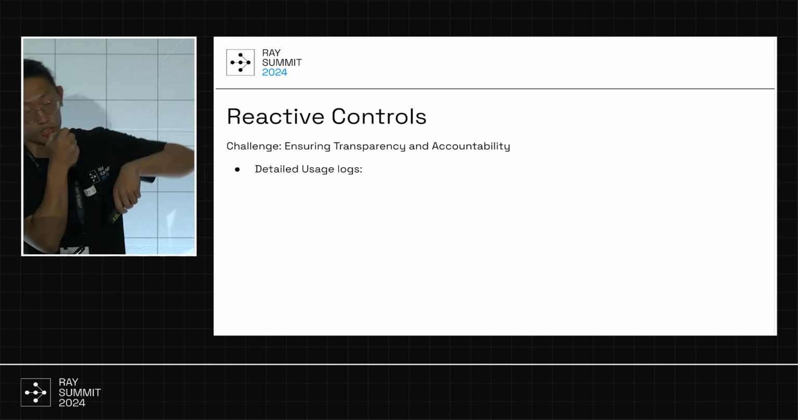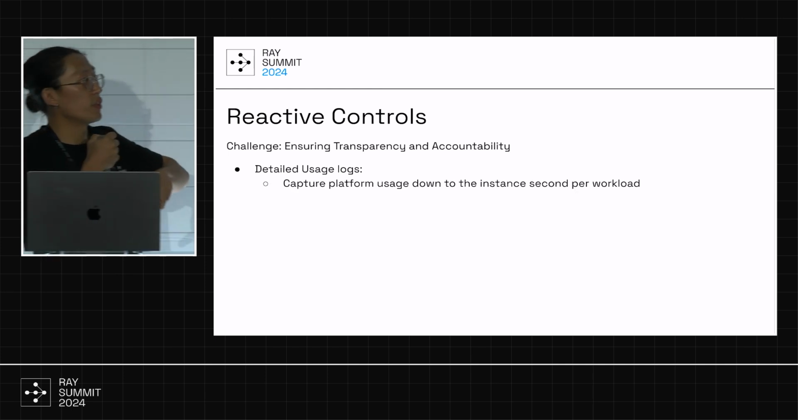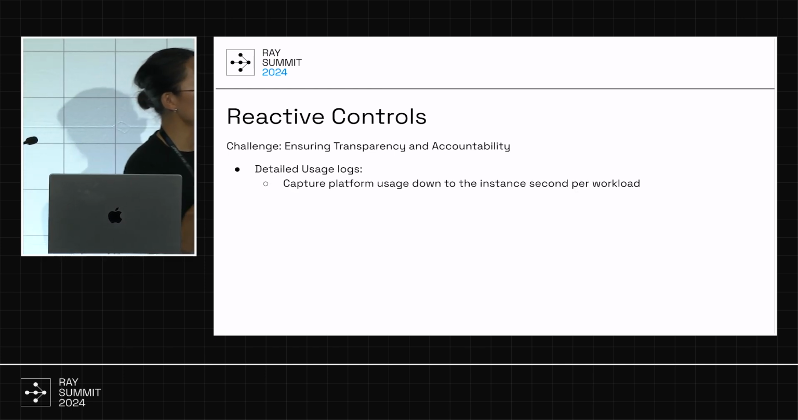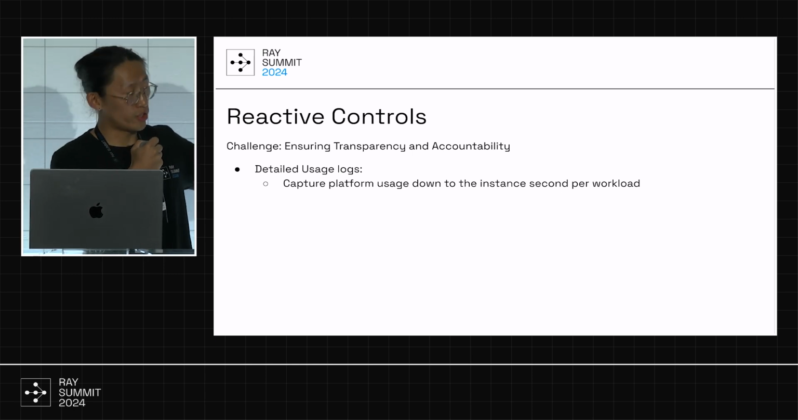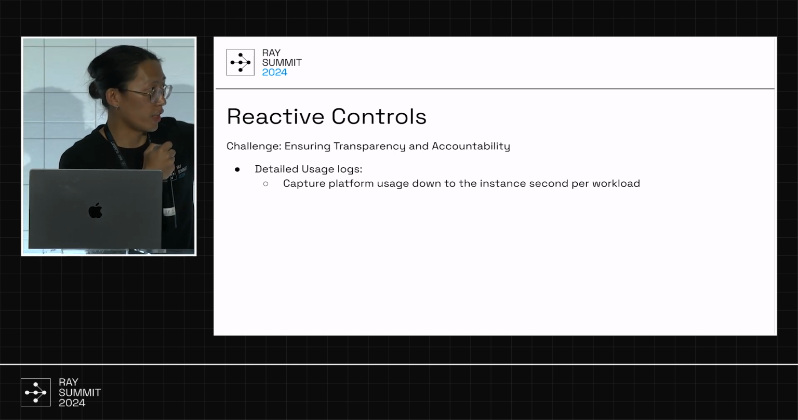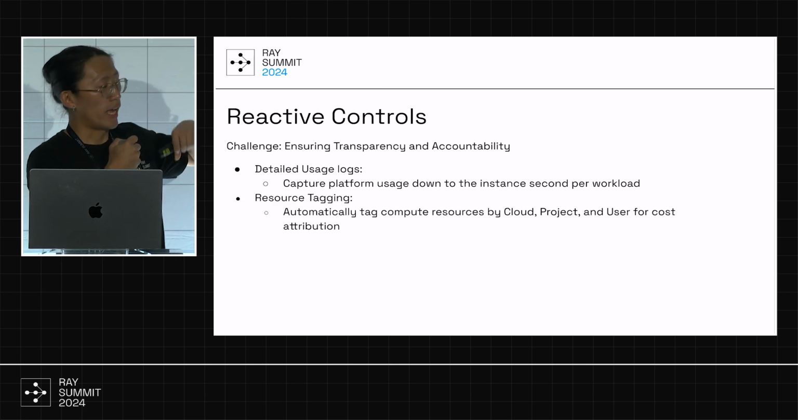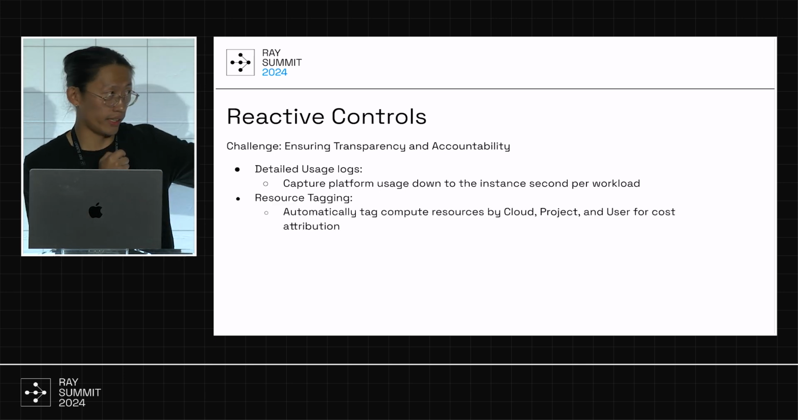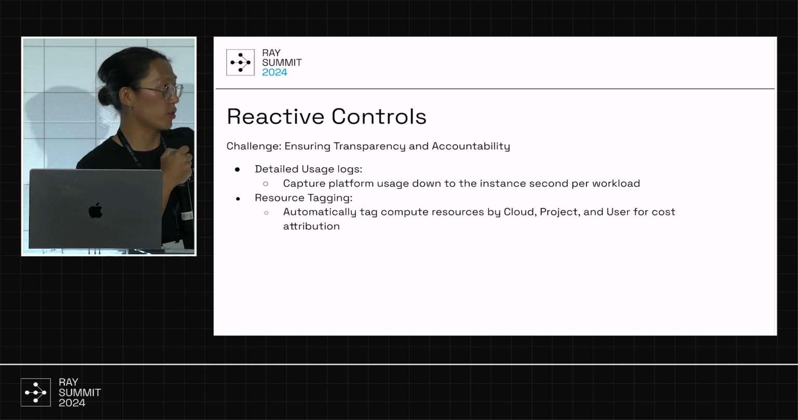detailed usage logs. This is a file that you can download for your organization to give you down to the instance-second level exactly how your compute was used. Which user, which cloud, which region, whether it's services, jobs, and all that. And we also have resource tagging. This is a feature that allows you to tag the resources that are launched from the Anyscale platform.